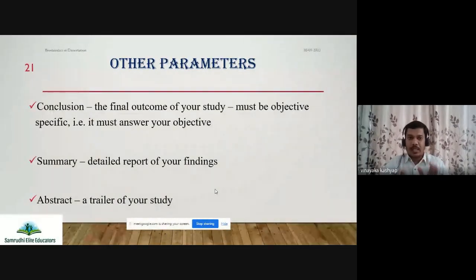Don't write anything else. But what is the summary? It's a detailed report of your findings. Whatever you have found in your result part, a detailed summary of it will be written in the summary. Then what is the abstract? Abstract is nothing but a trailer of your study. In a concise manner, you will write the abstract, which usually will be less than 250 or 300 words, or less than 400 words, not more. Okay, it will be a concise one.